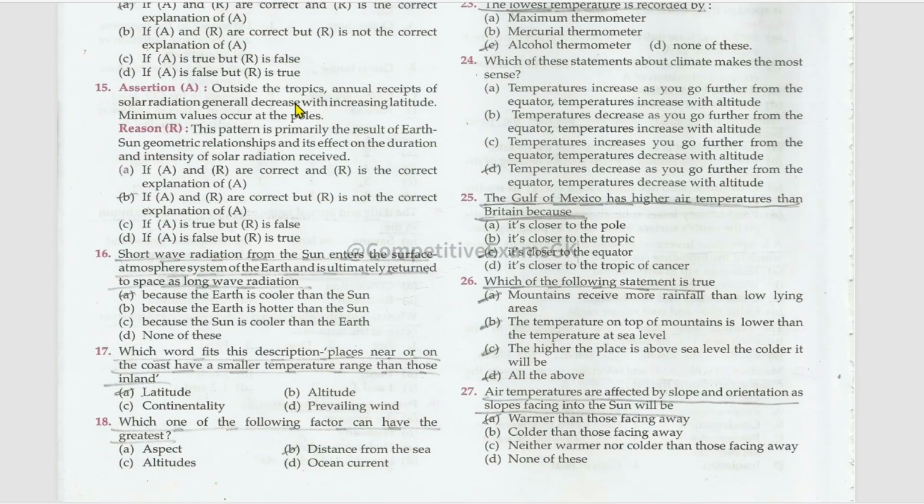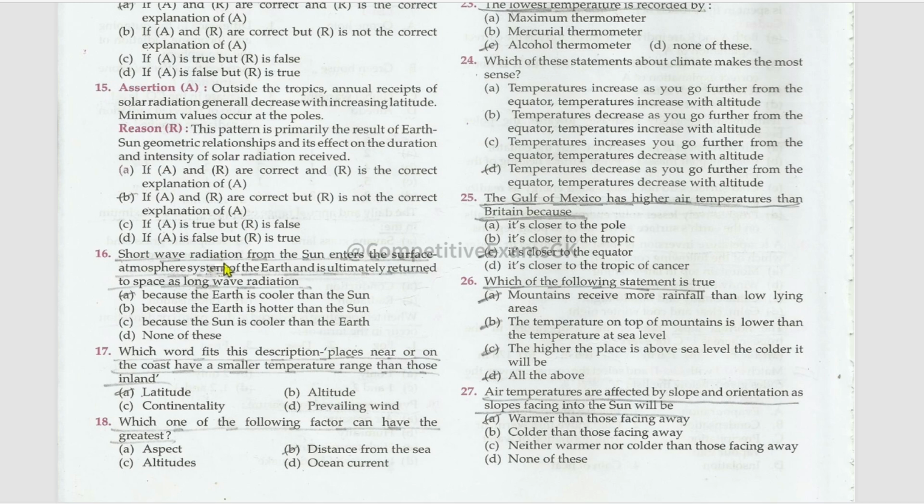Next, assertion and reason. Outside the tropics, annual receipts of solar radiation generally decrease with increasing latitude. Minimum value occur at the poles. This is true. This pattern is primarily the result of Earth-Sun geometric relationships and its effect on the duration and intensity of solar radiation received. This is also correct statement, but reason is not the correct explanation for assertion.